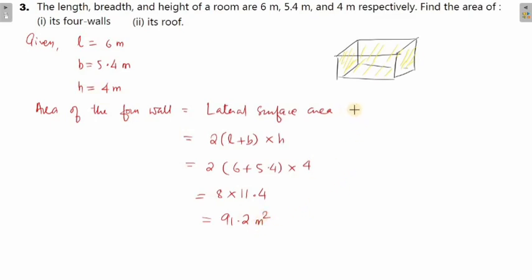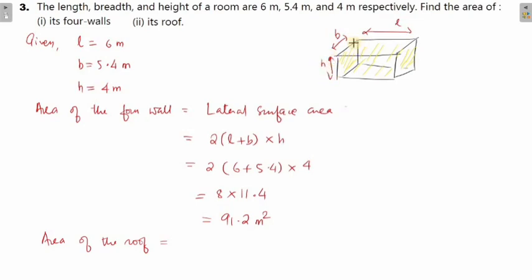Now the question is asking you to find the area of the roof. The roof is in which shape? It's in rectangular shape. The area of a rectangle will be length into breadth, all of you know, right? This is your length and this is your breadth, and this is your height.